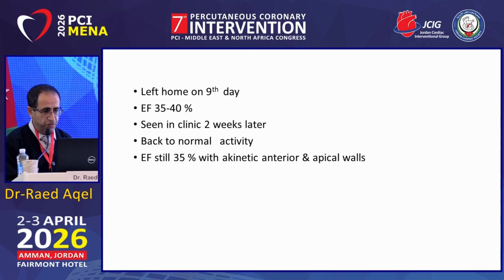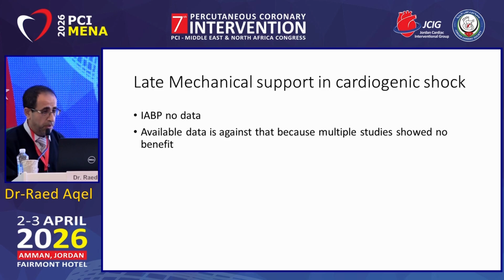Seen him in clinic 2 times at 2 weeks and 4 weeks. He's back to normal activities and back to normal work. His ejection fraction 35 with akinetic anterior and apical walls. So the question is, what I have done, was it within the guidelines or did I move beyond the guidelines?